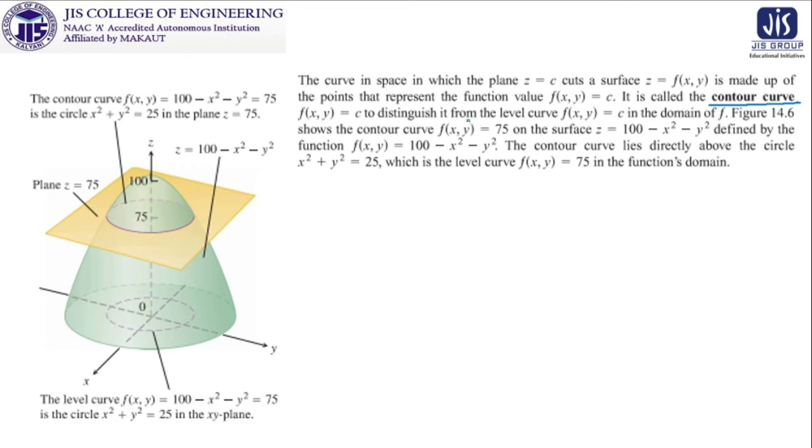So distinguish it from the level curve f(x,y) equal to c in the domain of f. What is here, the contour curve f(x,y) equal to 75, is the circle x square plus y square equal to 25. X square plus y square equal to 25 is nothing but the simplification of this one in the plane z equal to 75. So this is your plane z equal to 75, and the contour curve of f(x,y) is the circle x square plus y square equal to 25 in this plane. Okay, that means it is creating a specific boundary of this shape.